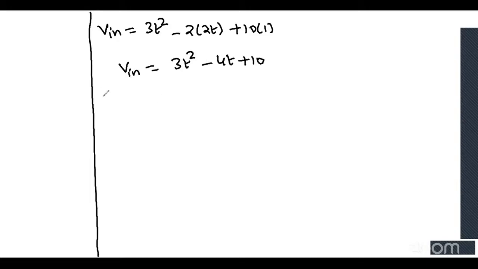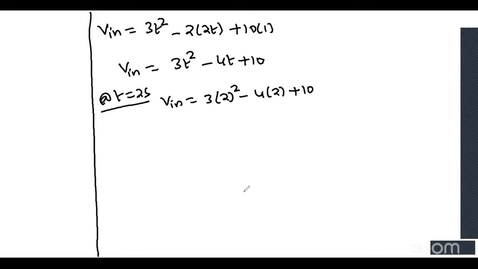They asked to find it at a time of 2 seconds. So V instantaneous equals 3 into 2 square minus 4 into 2 plus 10. That is 12 minus 8, 4, plus 10, which is 14. Like this, we'll find the instantaneous velocity.